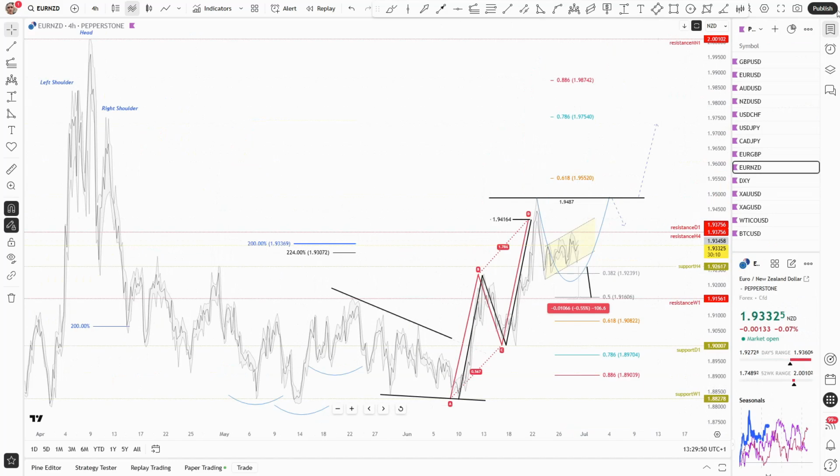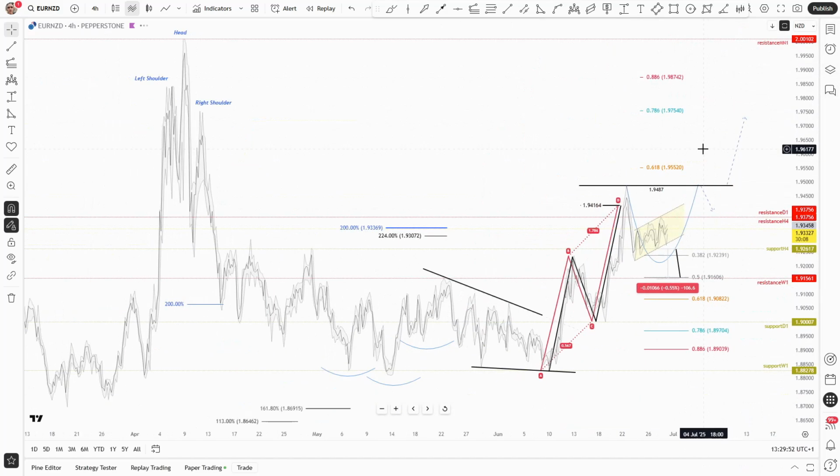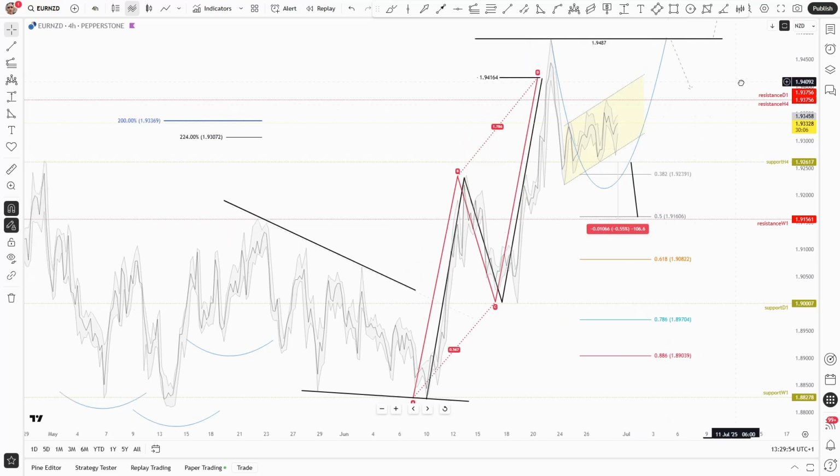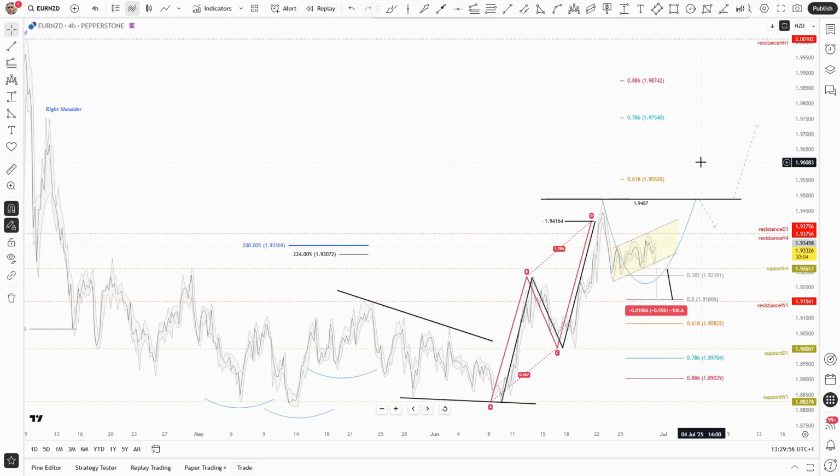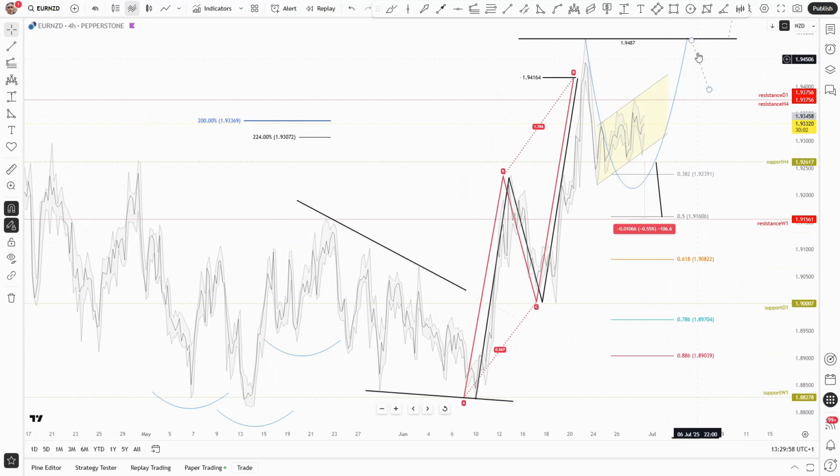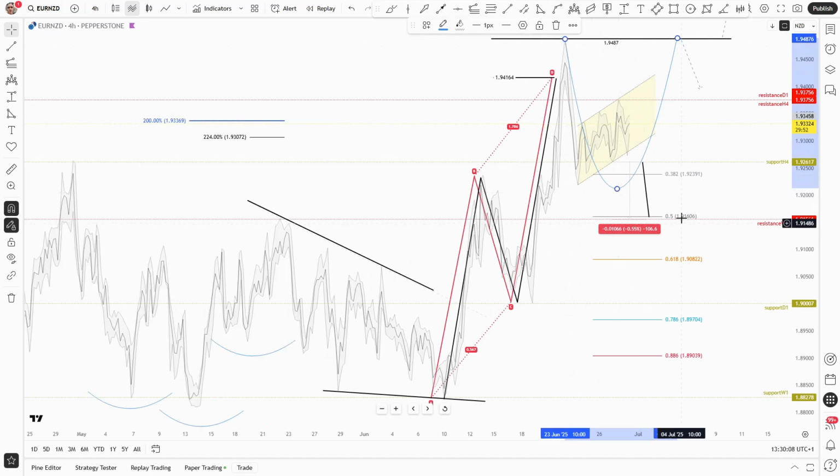Euro versus the New Zealand dollar, multiple scenarios possible at this point. Eventually a cup formation if the price retests 194.87, if the price comes to retest the previous fractal resistance or the previous highs.